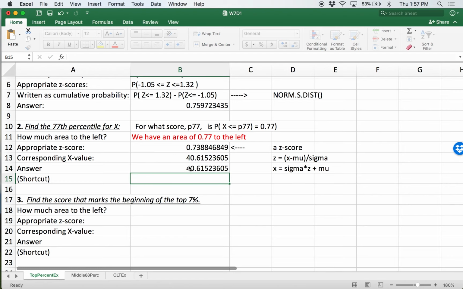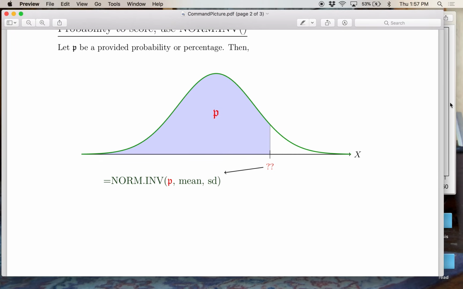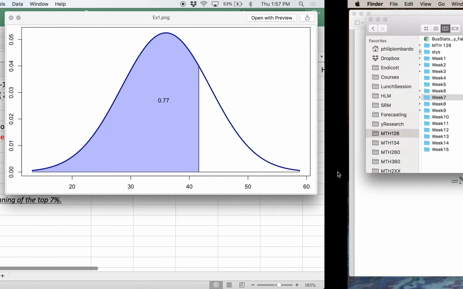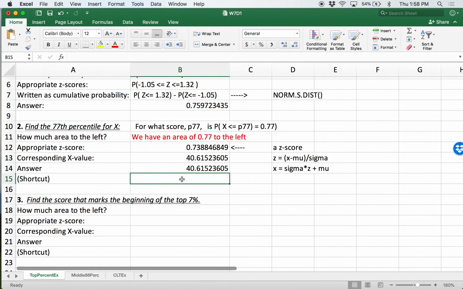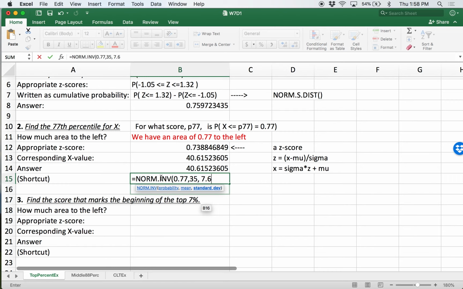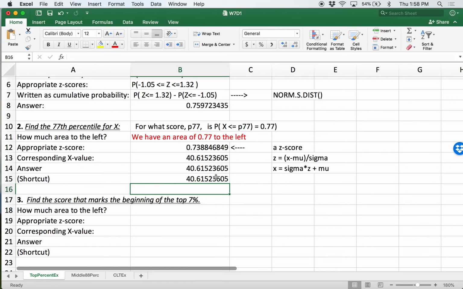I'll just cell reference. 40.61 would have 0.77 area to the left. In other words, if I were going to label this picture here, this would be roughly 40.61. Okay? So this is how we work with percentiles. Now the shortcut here, which essentially just erases the need to find a z-score and then convert it, is to just use norm.inverse. We can use the same probability of 0.77, but this time we provide the mean, which is 35, and the standard deviation separately, and it'll automatically do the conversion, so we'll end up with the same answer.